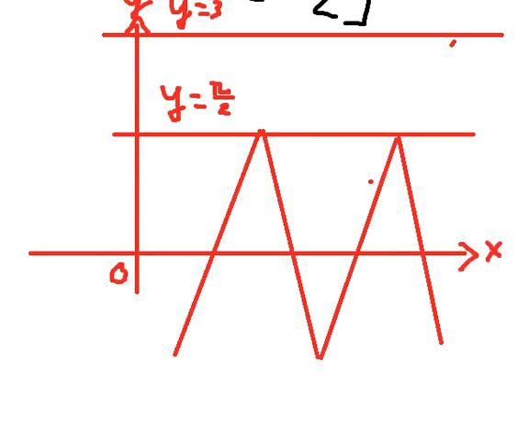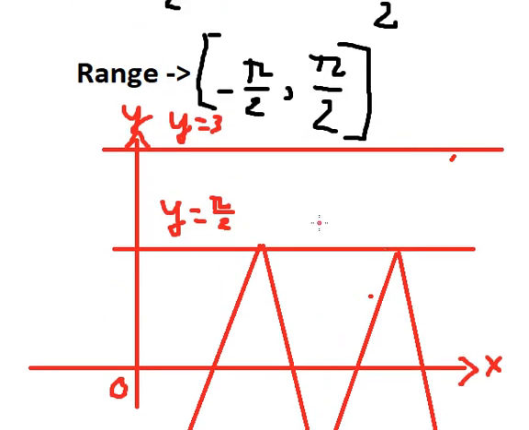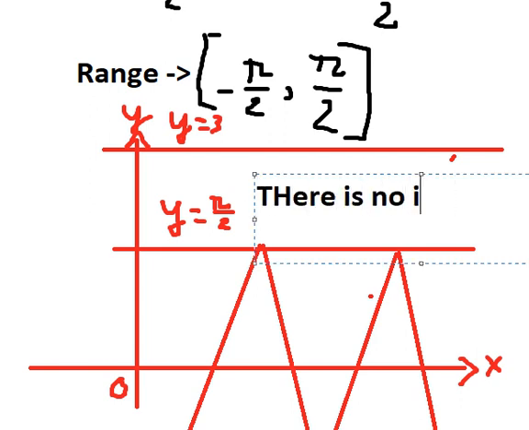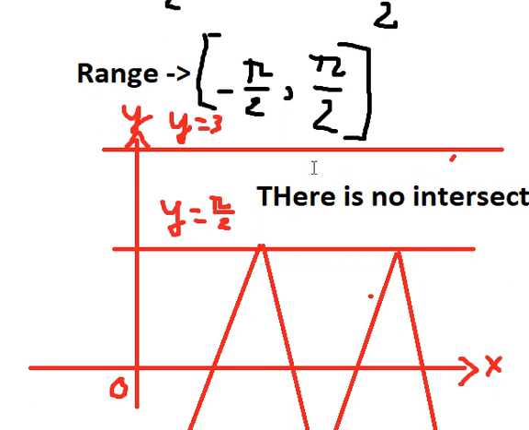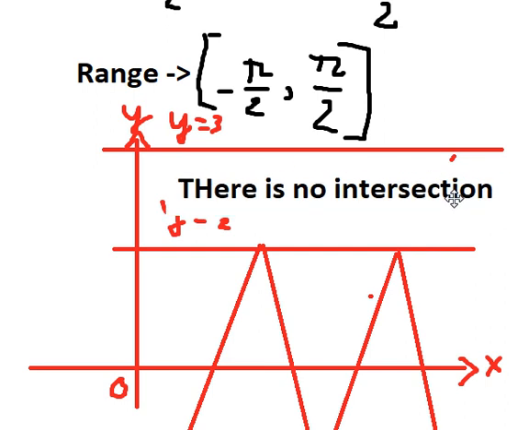So if we look at the diagram, we can see that y equals 3 and the function don't have an intersection. Because we don't have an intersection here, that means we don't have a solution.